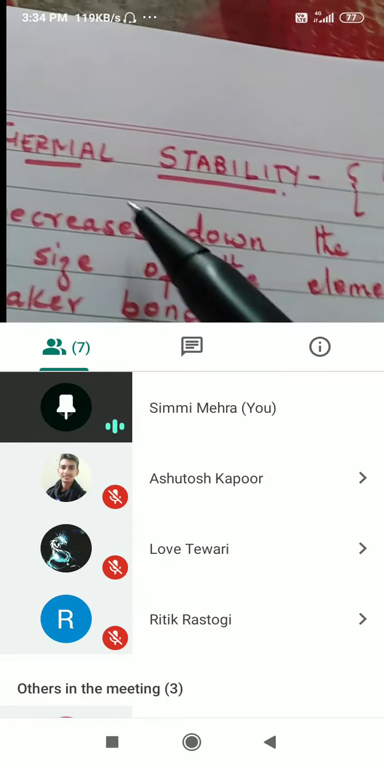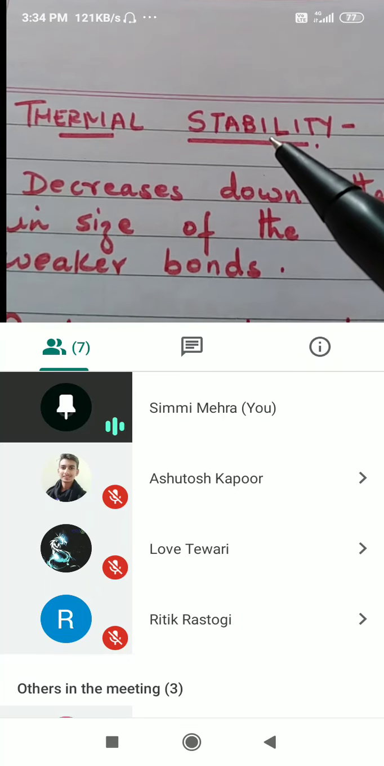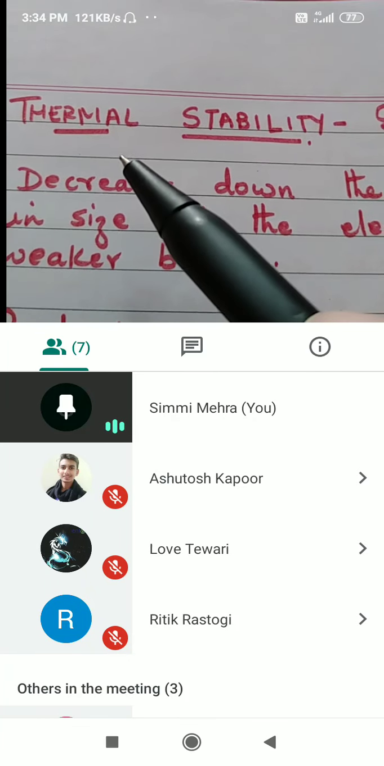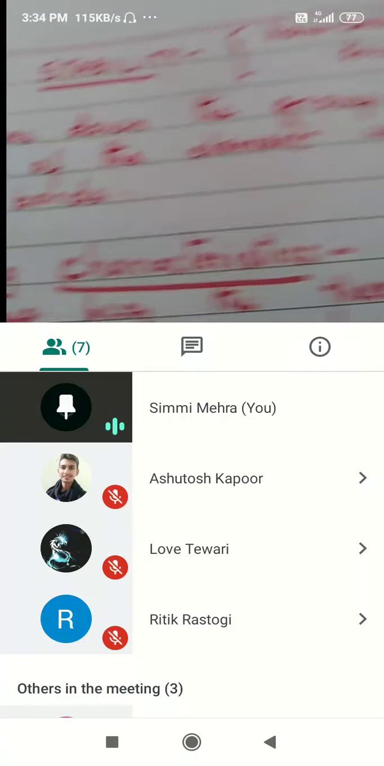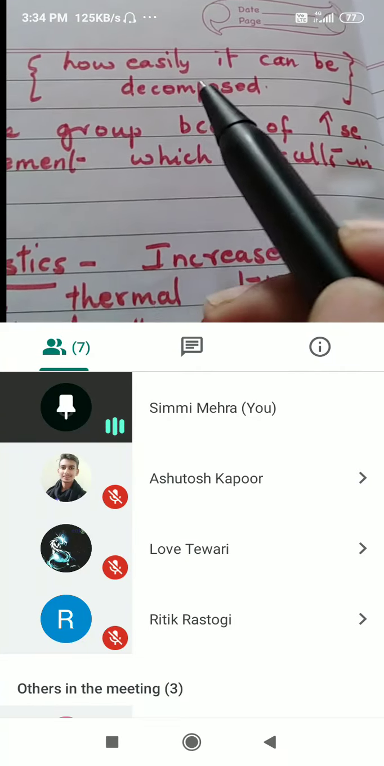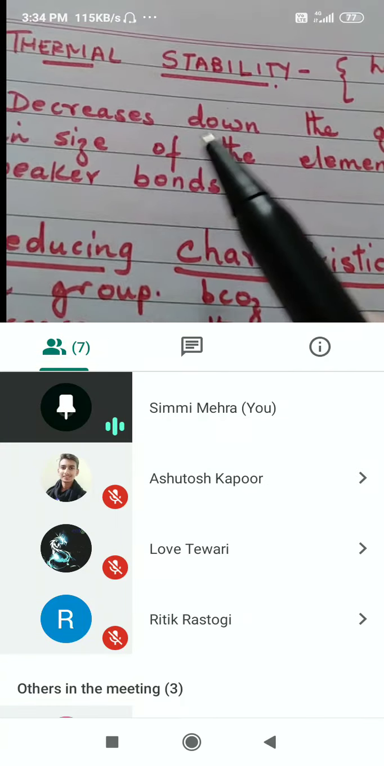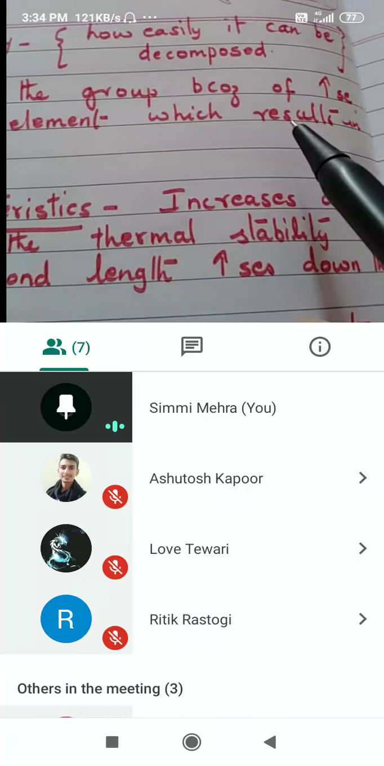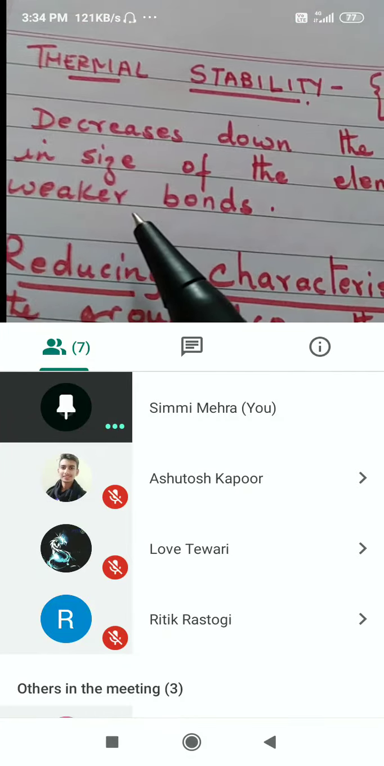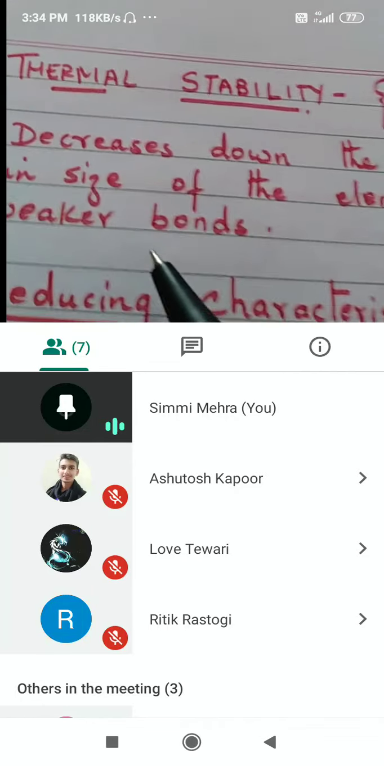Next is thermal stability. Thermal means heat. How stable is the hydride to heat? If you heat it, it does not dissociate. Okay, so here it is: how easily it can be decomposed by heat. Thermal stability decreases down the group because of the increase in size of the element, which results in weaker bonds.